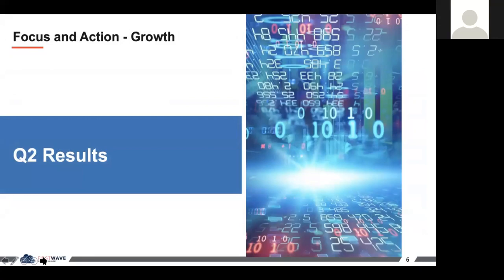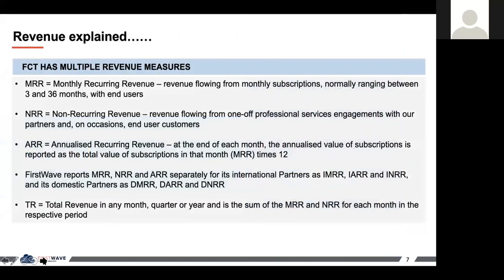Thank you, John. I'm now moving to slide seven. Before we get into the results, I think this is an important slide because we use a lot of revenue metrics in this business, and they're used throughout this presentation today. At times, it can be quite confusing, so let me take a couple of minutes to explain some of the terms.